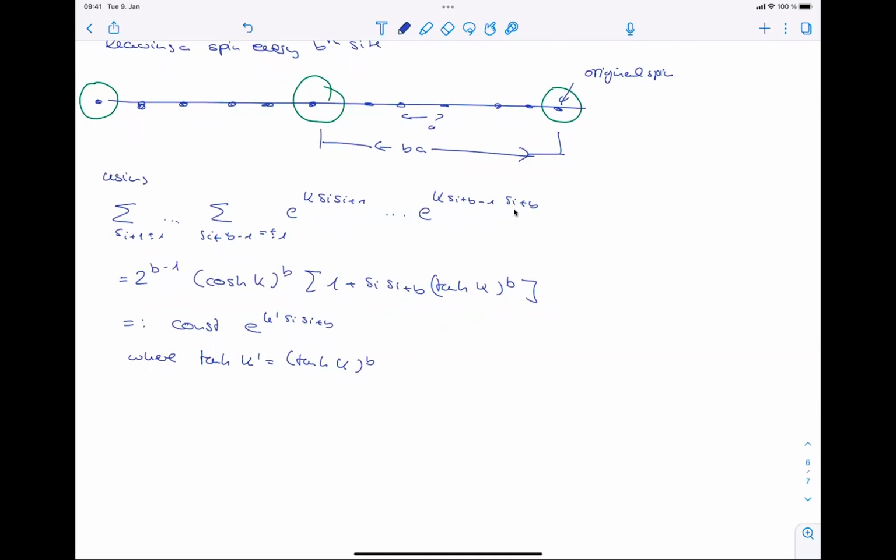Okay, so for now, we restricted ourselves to the case of zero applied field. Let's make it a little more exciting by now supposing we have an applied field and we go for b equal 2. So we do the 2-spin blocking.